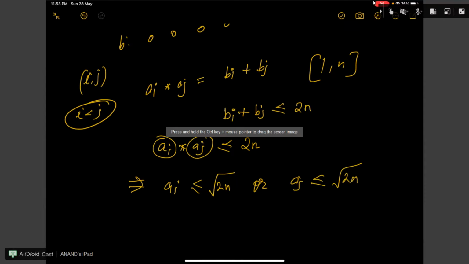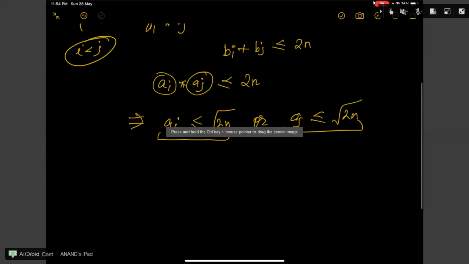Yes. Hello. So either this should hold or this should hold, right? So we divide our searching in two parts. The first part consists of counting. This will be possible when ai and aj are equal. Like if ai and aj are equal, then this will hold. Like ai will also be equal to square root of 2n.